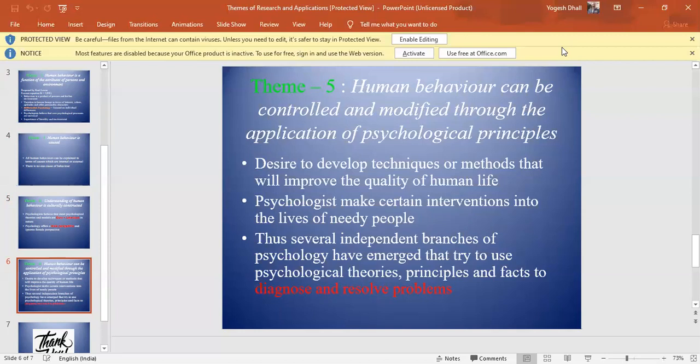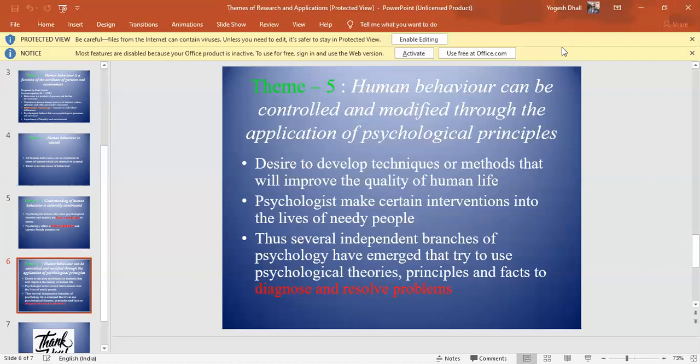The first reason may be to improve the quality of life. Quality of life means removal of certain difficulties or adverse conditions. For example, removal of stress with the application of principles of psychology. So here behavior is tried to be controlled, or you can say behavior is tried to be modified or changed. This is what psychologists actually do.